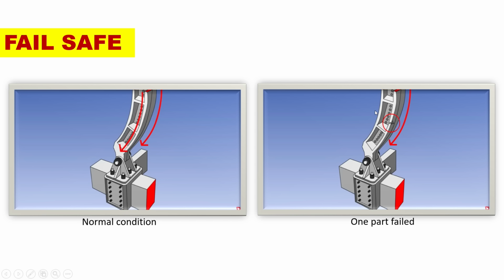So if one has failed, this one has failed now, then also the load is being managed equally well by the second part, right? So in normal condition, it is managed by both. When one part has failed, the other one is managing it equally well. It won't collapse, it won't have any problem. The aircraft can operate till the next scheduled maintenance. This is fail safe, right? Even if this thing has failed, it is still managing the load properly.